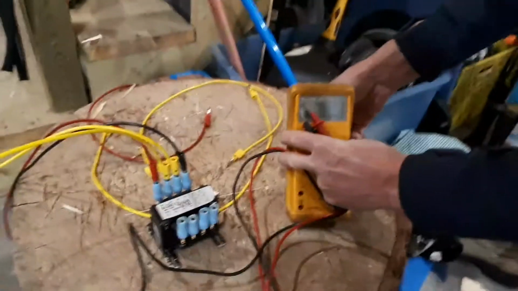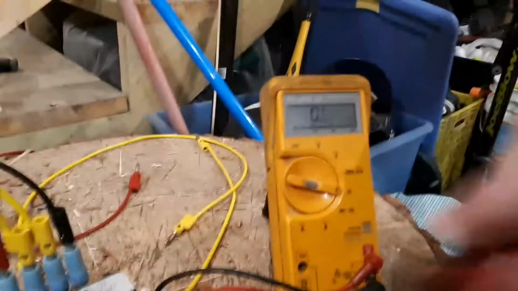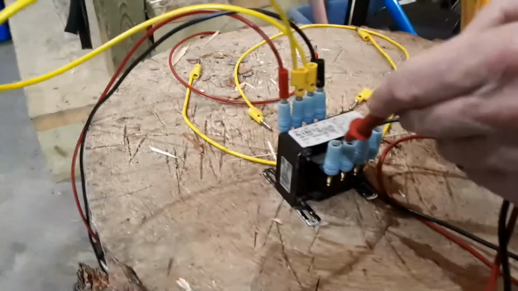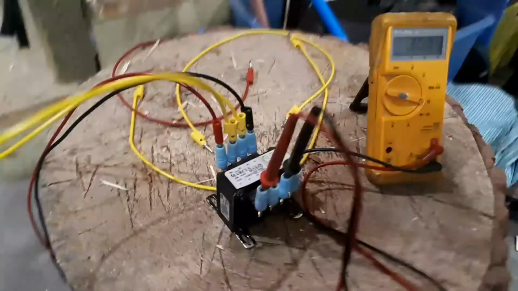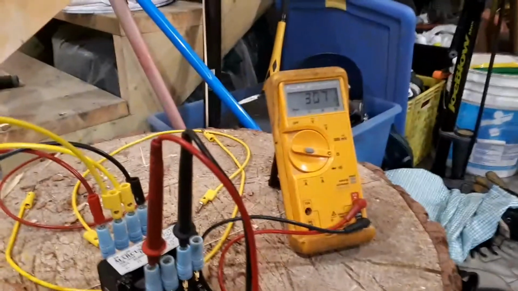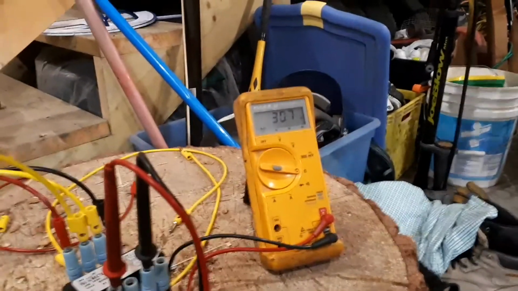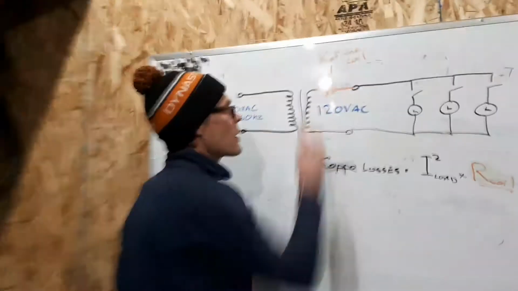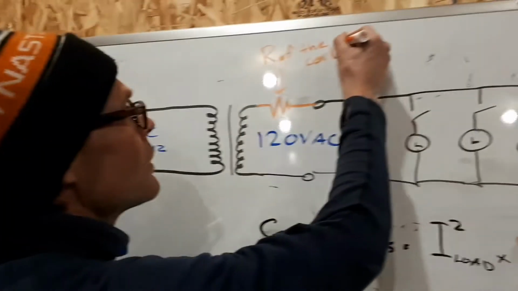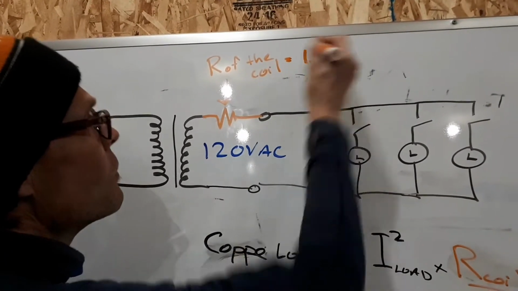So just to prove that, let's have a look at this right here. I'm taking my old school Fluke meter. It still works. I'm going to measure across one of these windings on the low side, and I'm measuring 30.7 ohms. That's a high resistance, but remember, this is a very tiny little control transformer. So we're going to go back to the board, and for our example, we're going to say R of the coil is equal to 1 ohm.